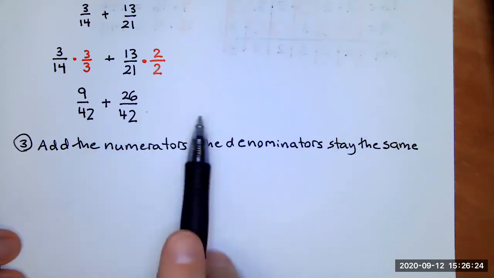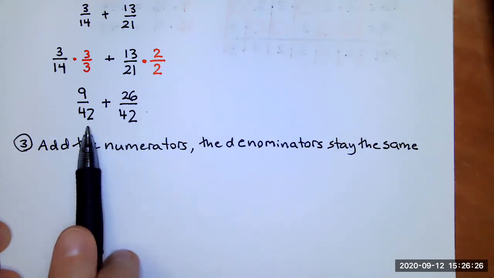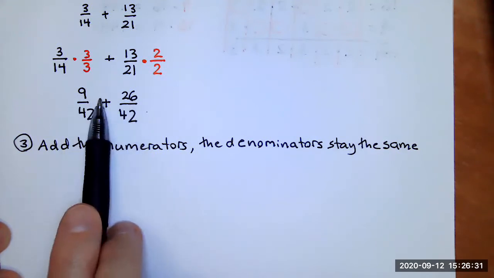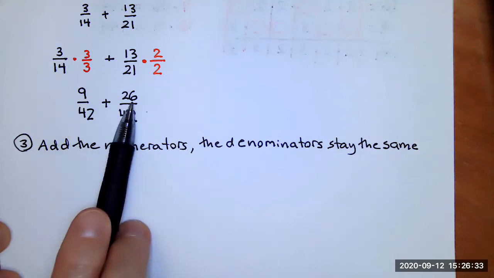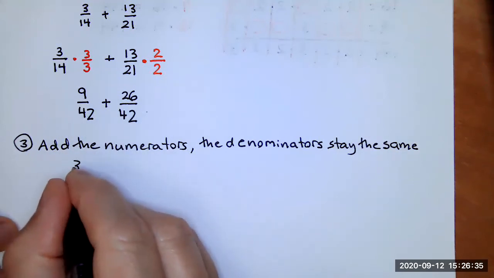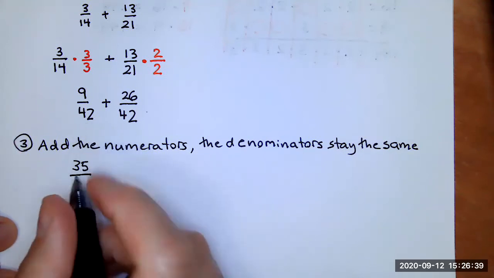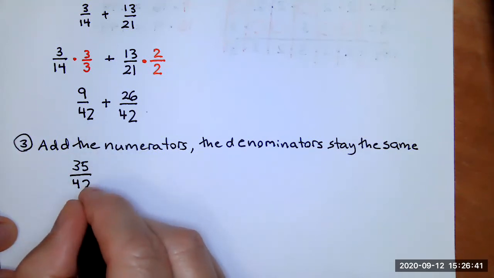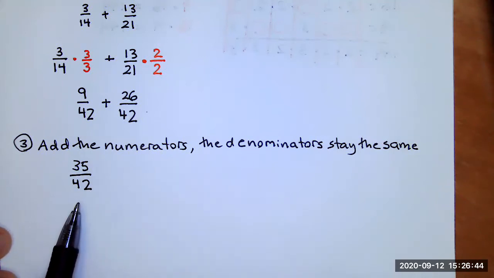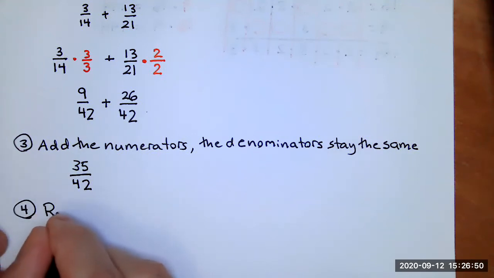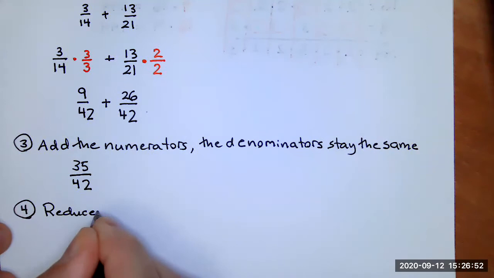All right, now that the denominators are the same, we can simply add the numerators. So we get 9 and 26 make 35. And remember that the denominators stay the same. And anytime your answer is a fraction, you want to check and see if it can be reduced. So reduce if possible.